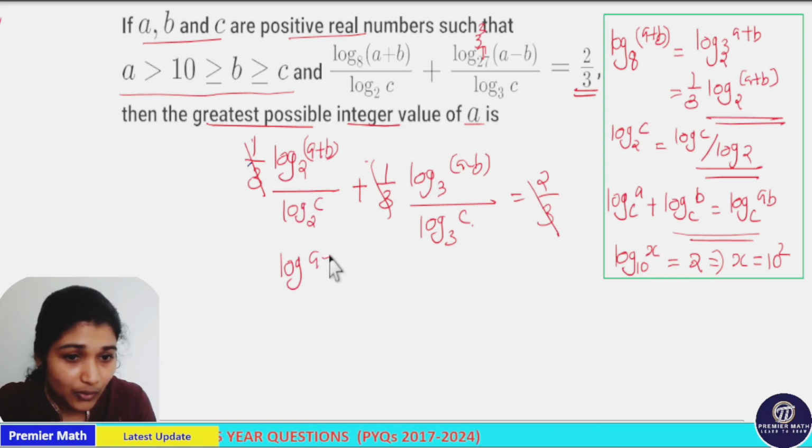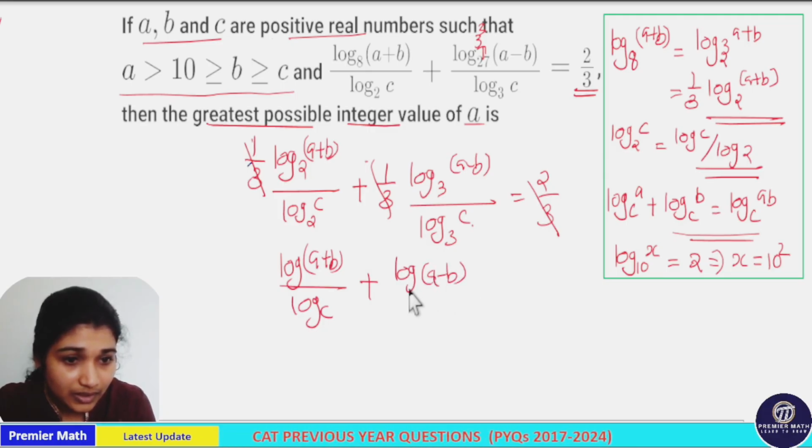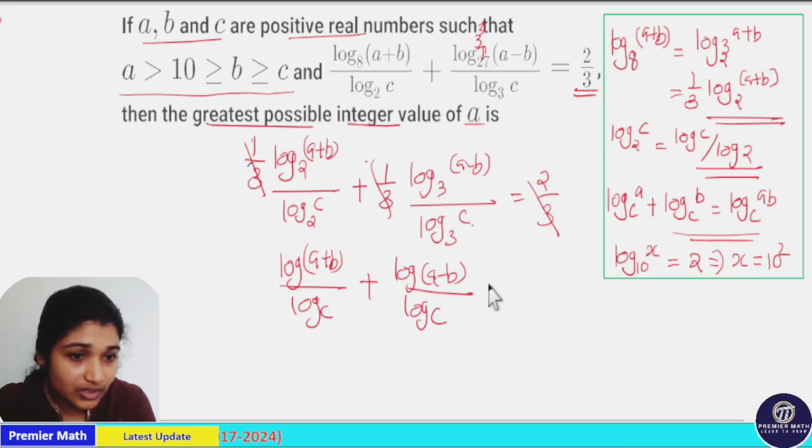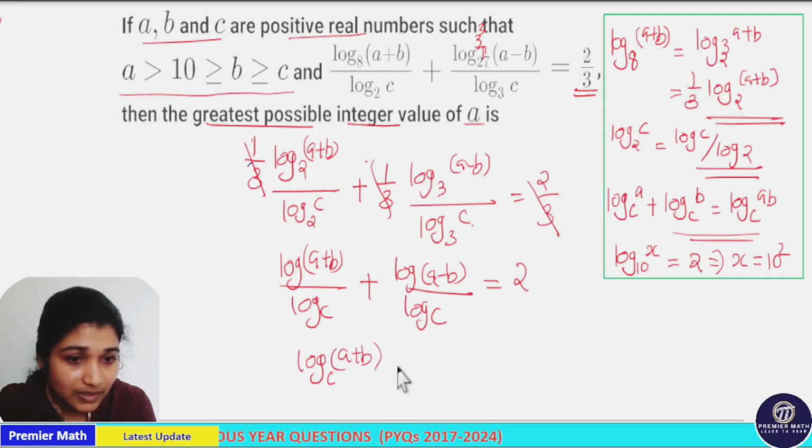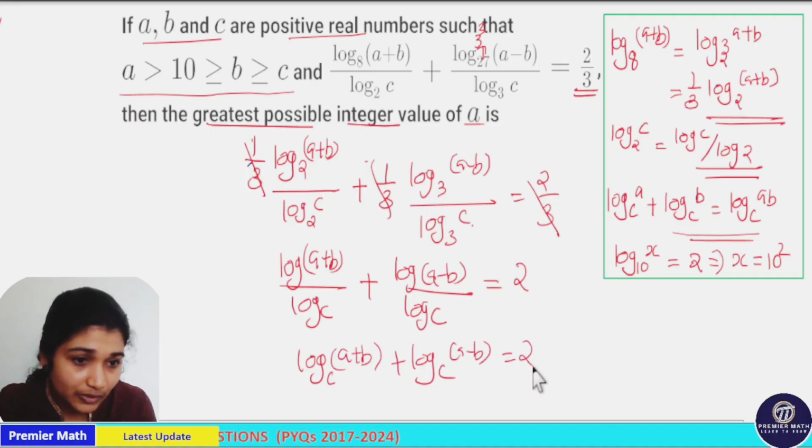Remaining is log A plus B divided by log C. Here also log A minus B divided by log C, that is log 3 and log 3 in the denominator cancel. So remaining is 2. Here same base. So this will become log A plus B to the base C plus log A minus B to the base C is equal to 2.